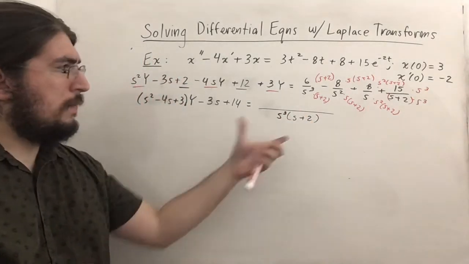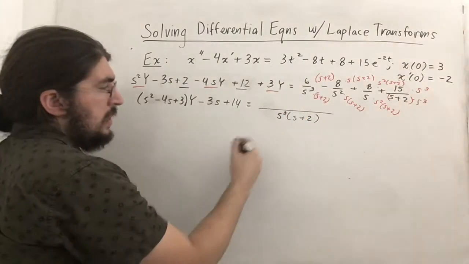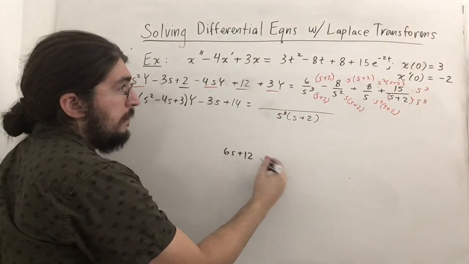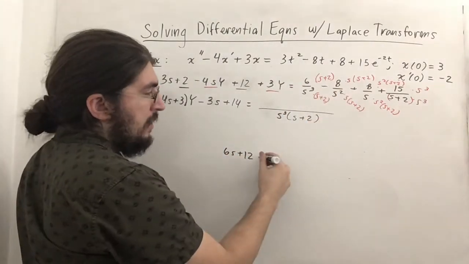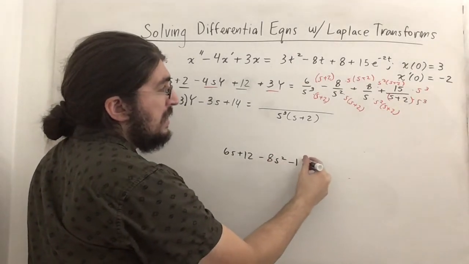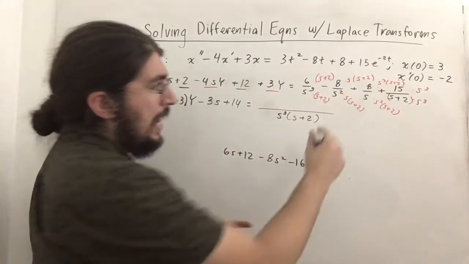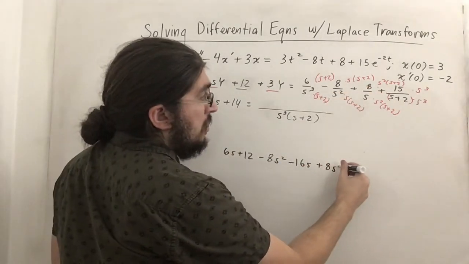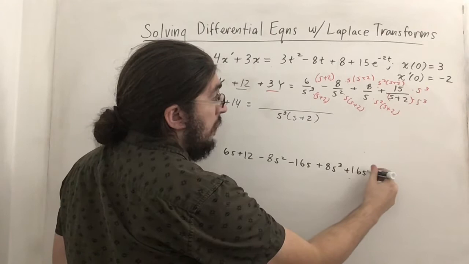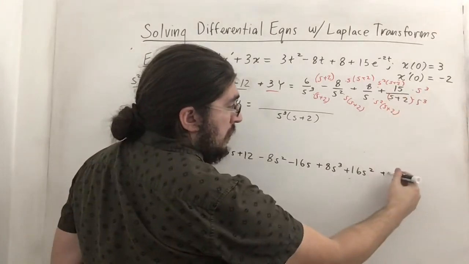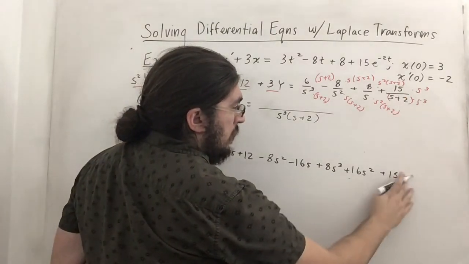Well, let's try to combine that off to the side here. So if you distribute 6 into that, you get 6s plus 12. That's fine. If you distribute negative 8s into that, you get negative 8s squared minus 16s. If you distribute positive 8s squared into that, you get positive 8s cubed plus 16s squared. And then finally, you get plus 15s cubed. Perfect.